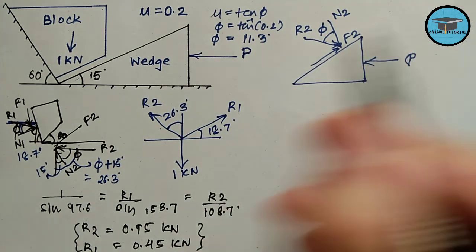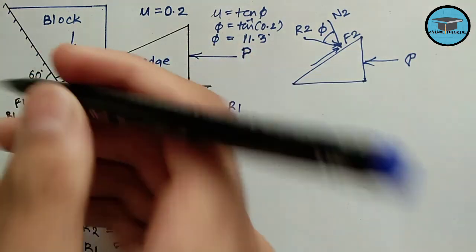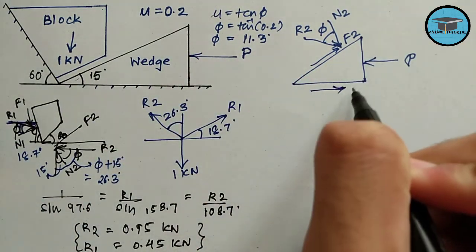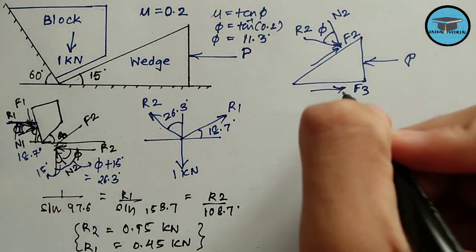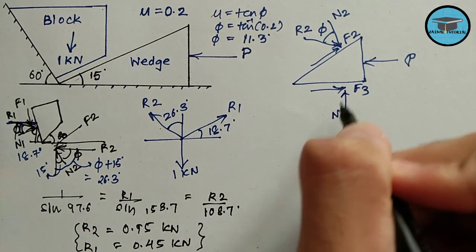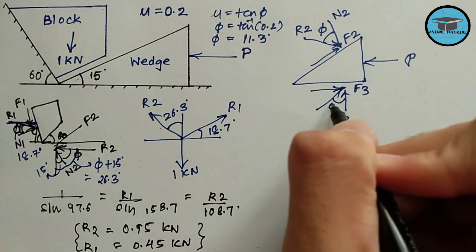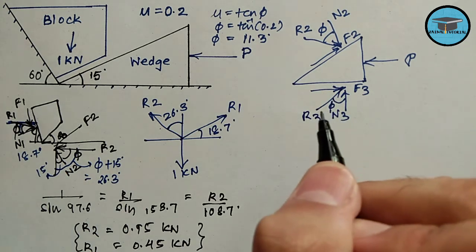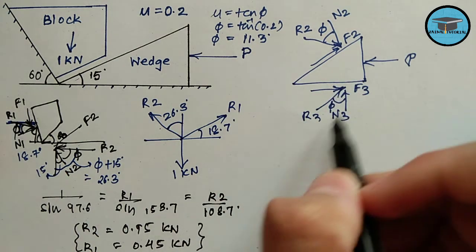Now also this wedge will be moving in this direction, so frictional force would act in this direction. So the direction of the frictional force is like this, F3. There will be normal reaction as N3, and it will be inclined at an angle of phi with that of the vertical, that is the resultant of these two forces, that is R3. So now let us draw it in the quadrant form.